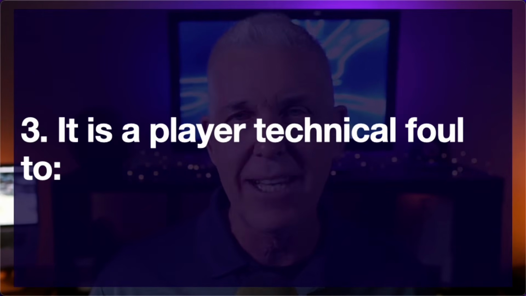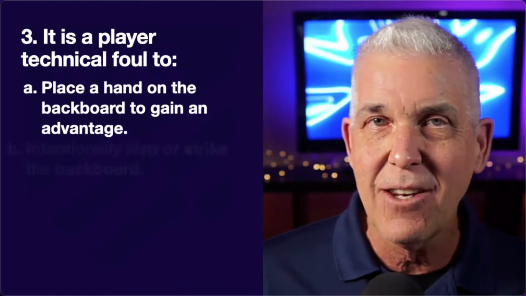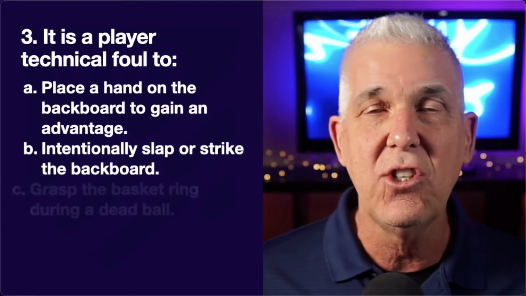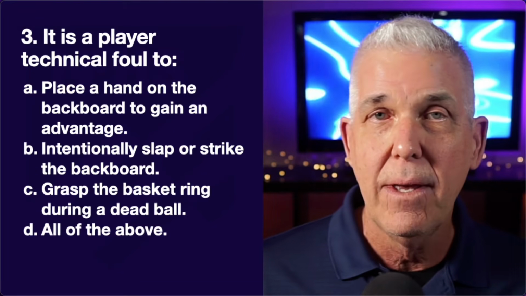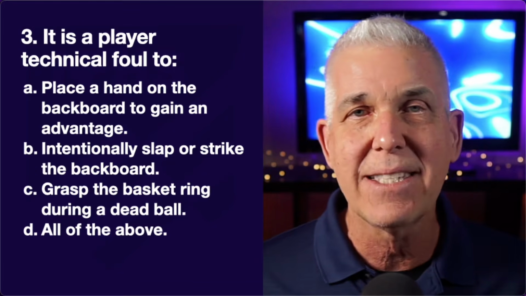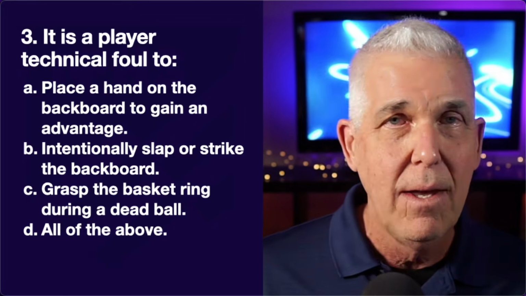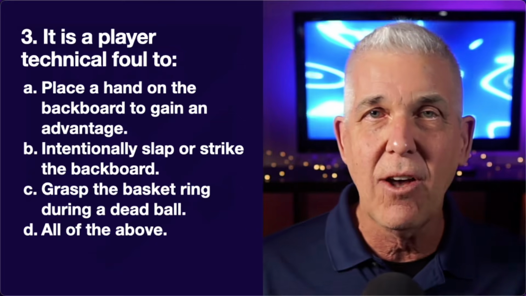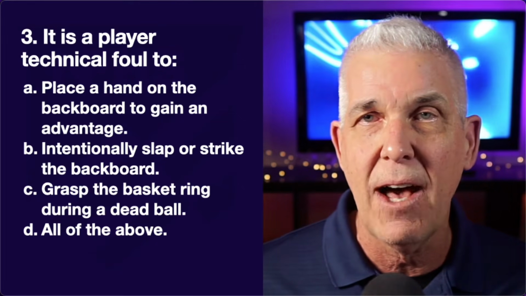It is a player technical foul to A, place a hand on the backboard to gain an advantage, B, intentionally slap or strike the backboard, C, grasp the basket ring during a dead ball, or D, all of the above. Let's take each one. To place a hand on the backboard to gain an advantage is a player technical foul by rule.